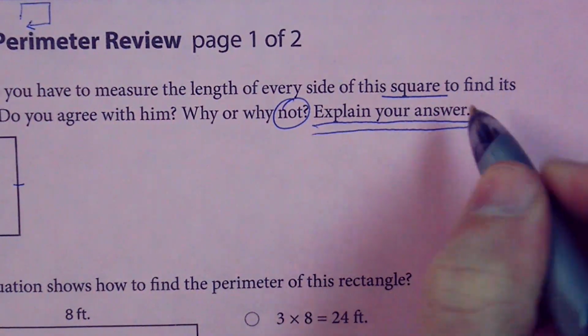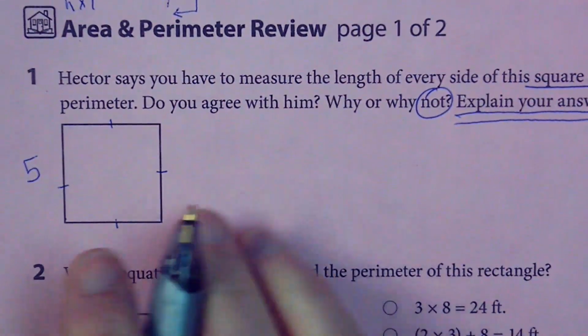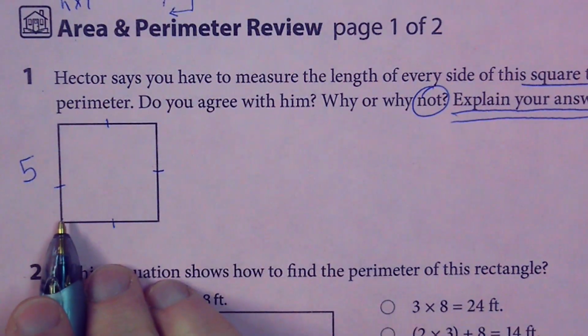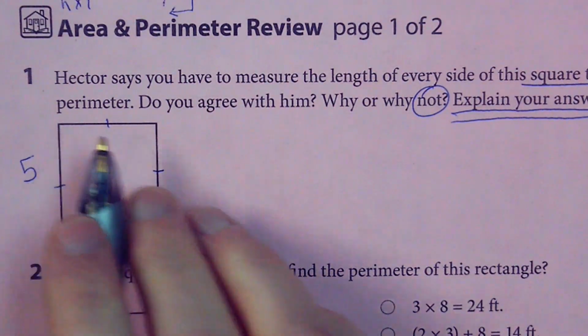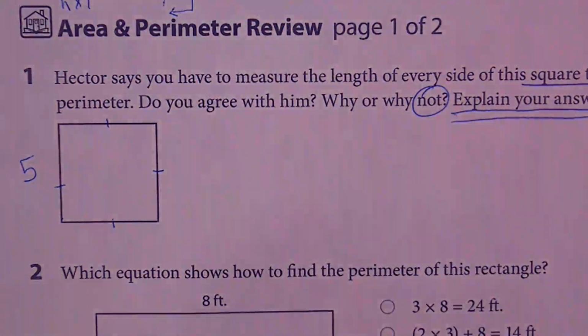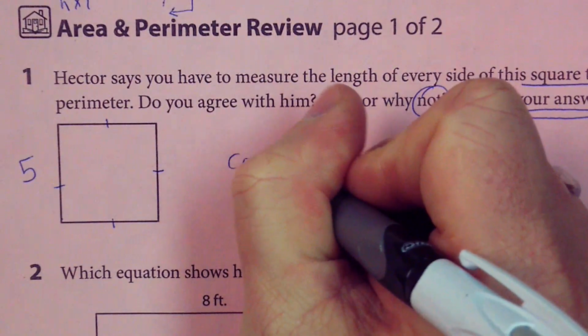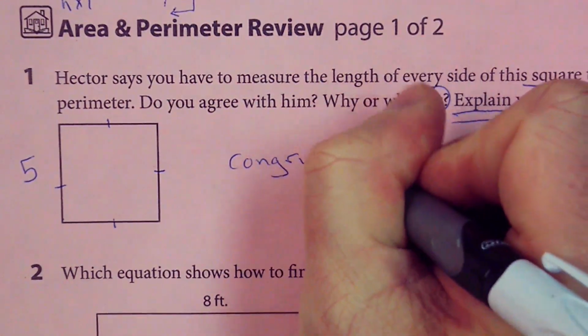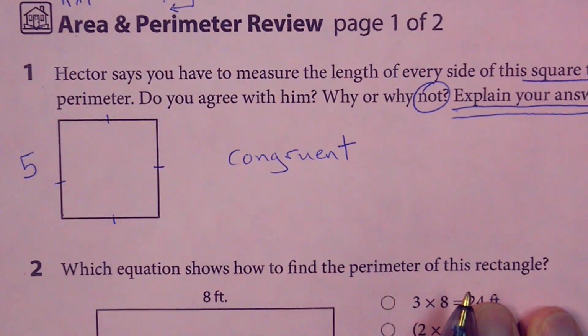In my words, I like to say something along the lines of, you only need to measure one side because all 4 sides of a square are the same. Or if you want to use the fancy word, congruent, then you can put your math hat on, right?